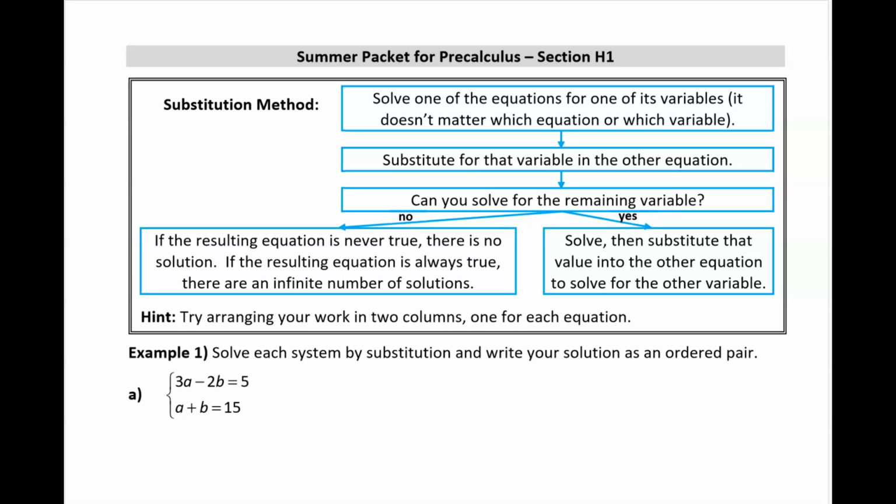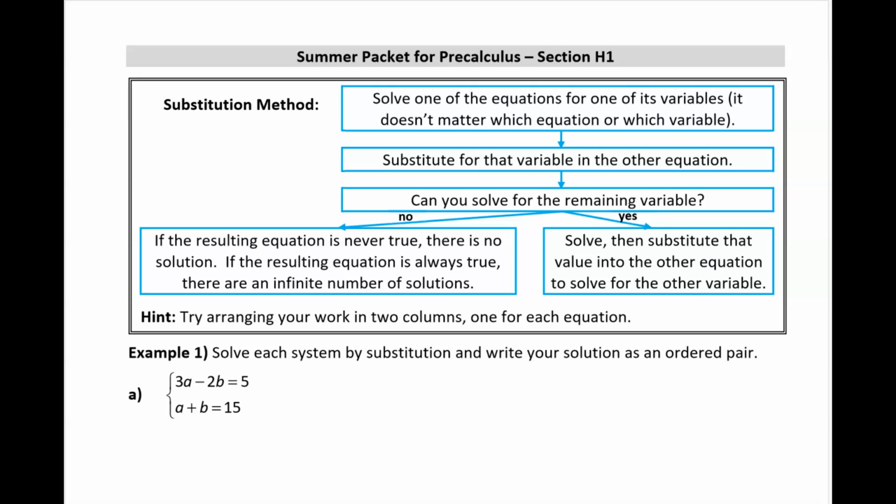In this section, we'll be talking about solving systems of equations. So the system of equations is two equations that have two variables in them. There are larger systems, but we're only going to worry about the ones that contain two variables and two equations.